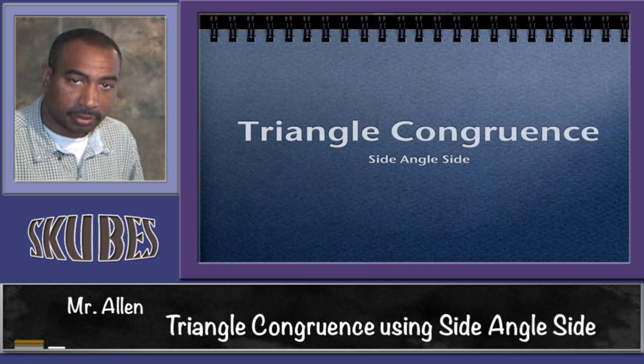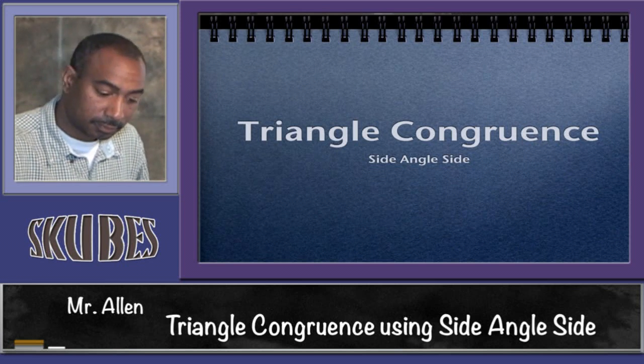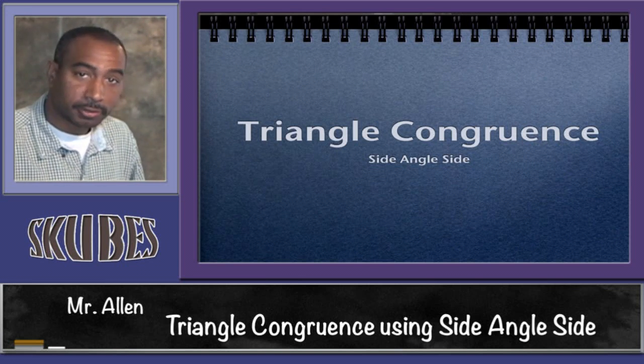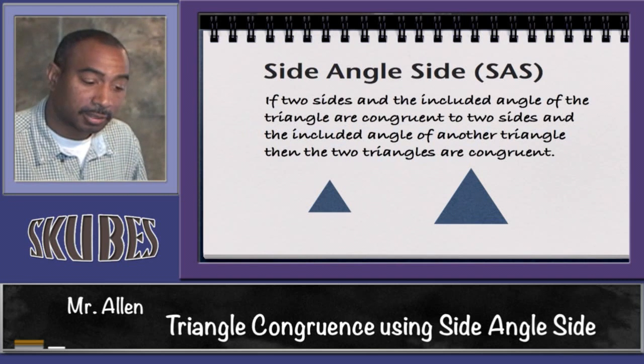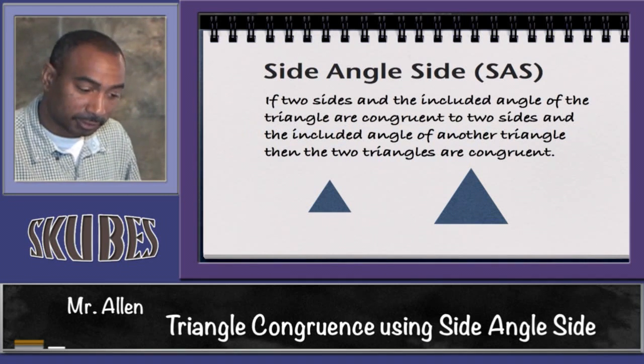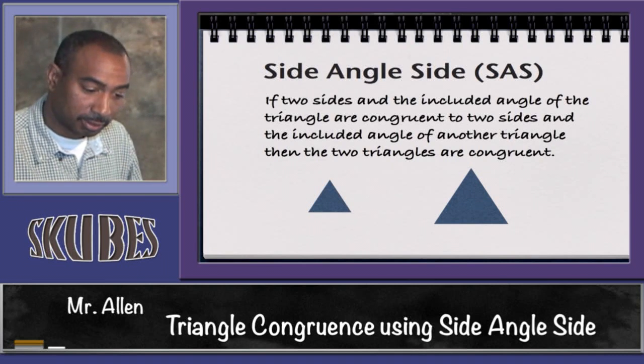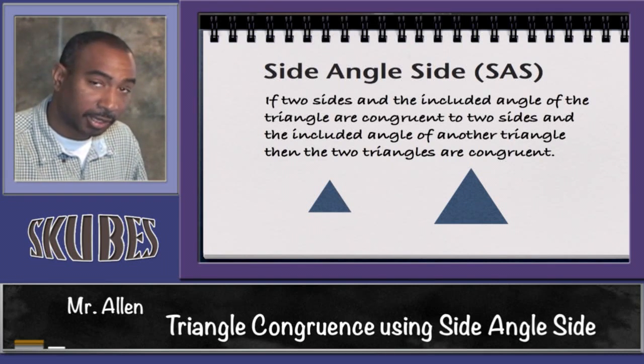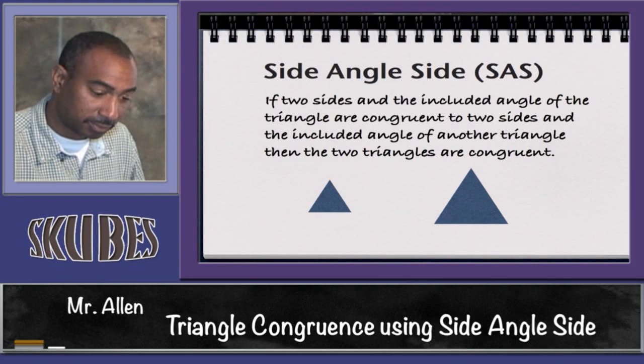All right, today's lesson is proving triangles congruent by using side, angle, side. Let's first look at the definition of what side, angle, side means. If two sides and the included angle of a triangle are congruent to two sides and the included angle of another triangle, then the two triangles are congruent.